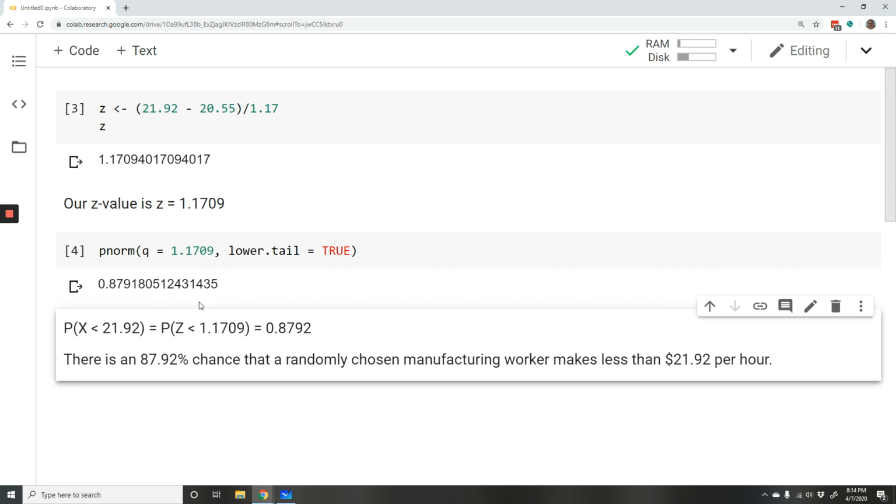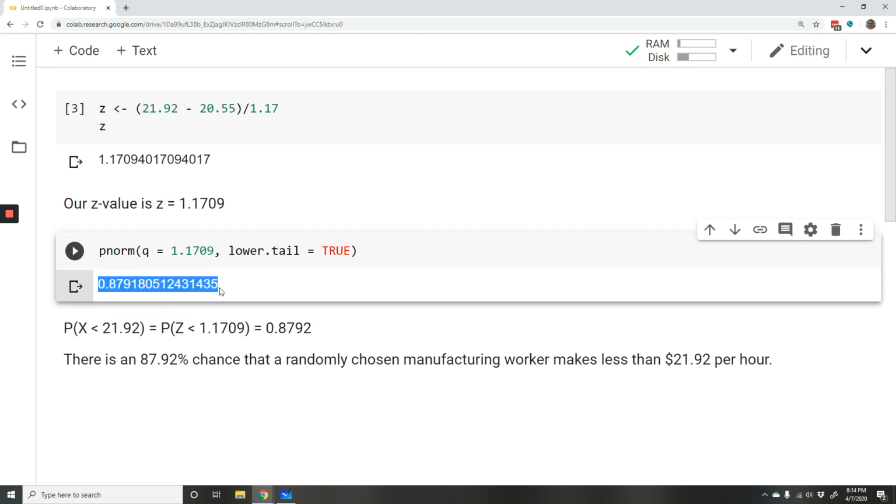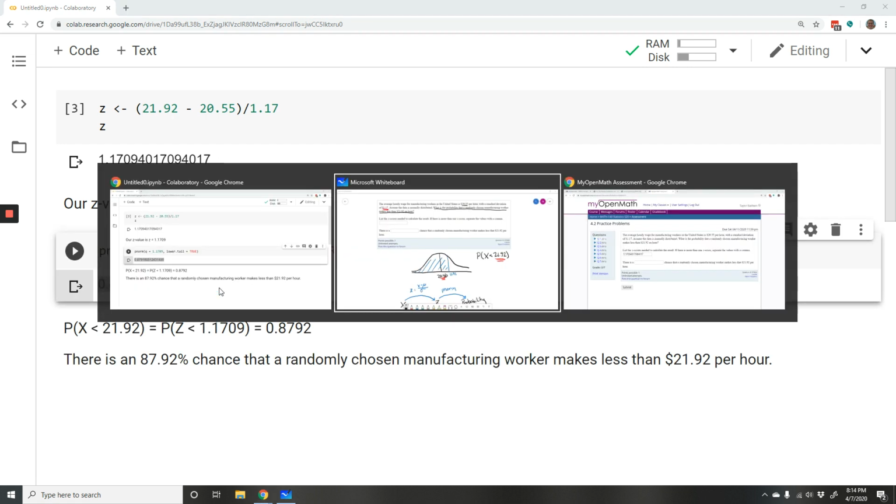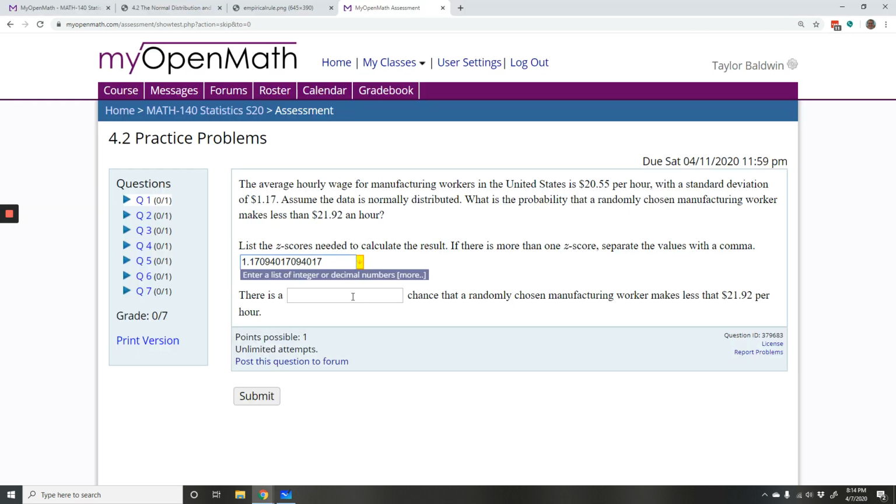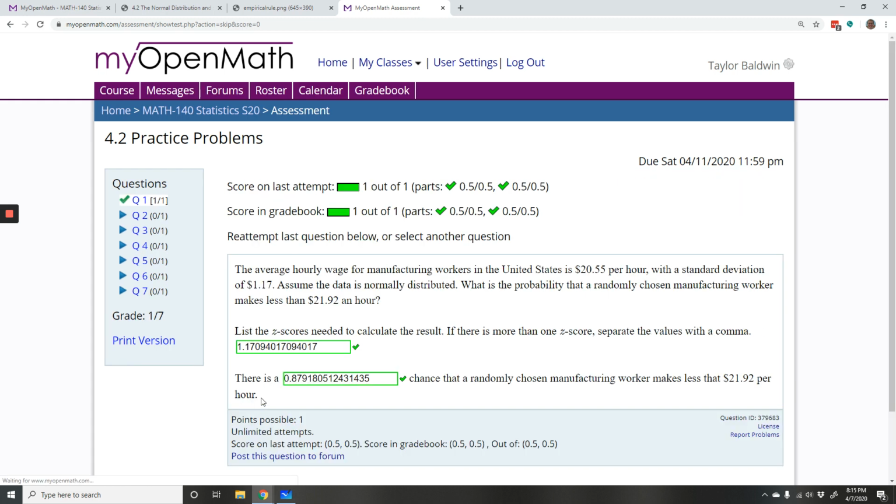Okay, so we have that, and now let's put it in as the final answer here. So I've copied it, I pasted it in. Okay, click submit, and we have it.